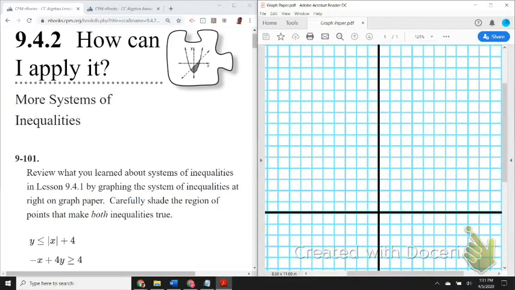Hey guys, welcome back. Today we're doing 9.4.2, graphing more systems of inequalities. It's just extra practice. Nothing really new here.